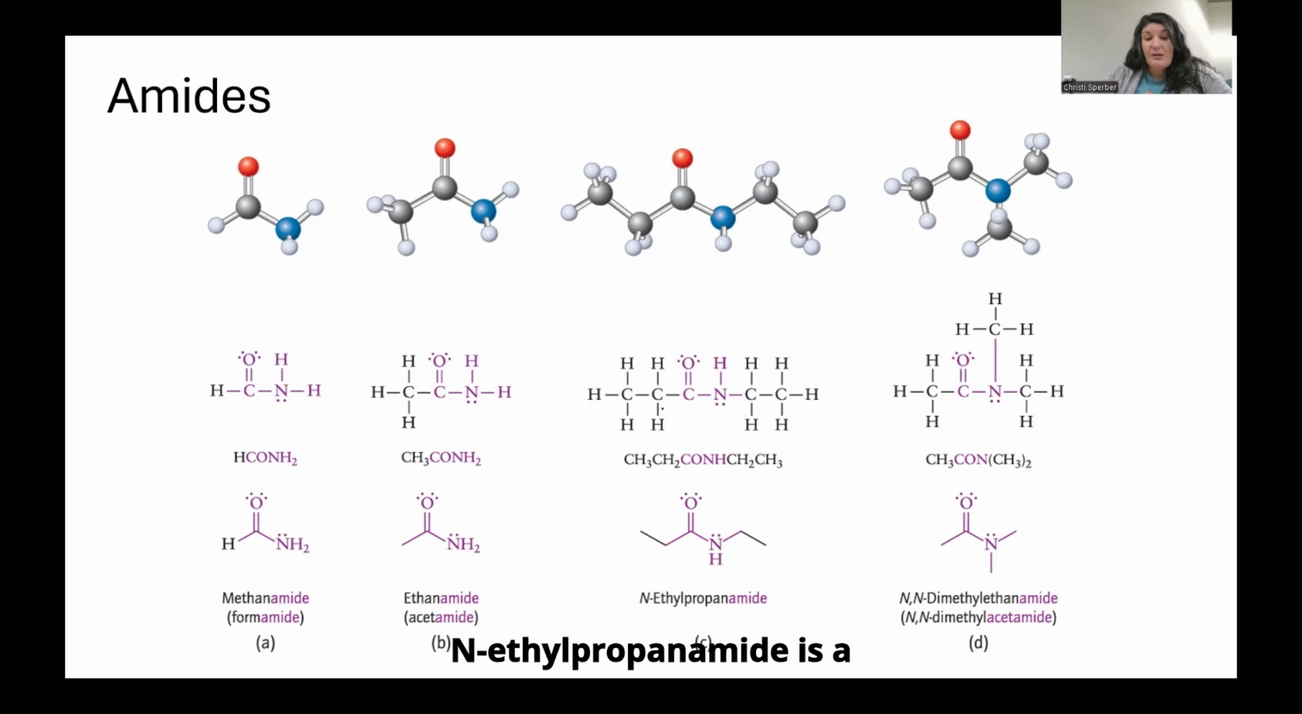N-ethyl propanamide is a carbonyl carbon bonded to an ethyl group, and a nitrogen bonded to a hydrogen and an ethyl group. And then we have N,N-dimethyl ethanamide, where we have a carbonyl carbon bonded to a methyl group, bonded to a nitrogen that's bonded to two methyl groups. So this one has two R groups bonded to the nitrogen.